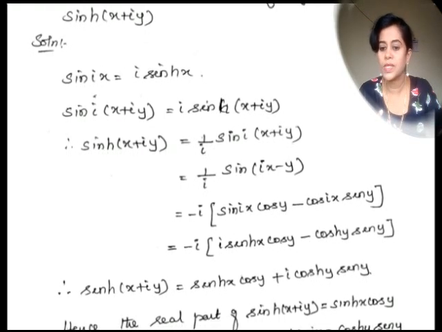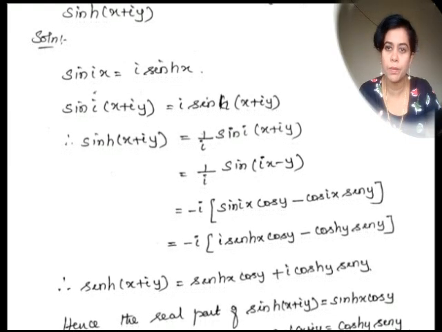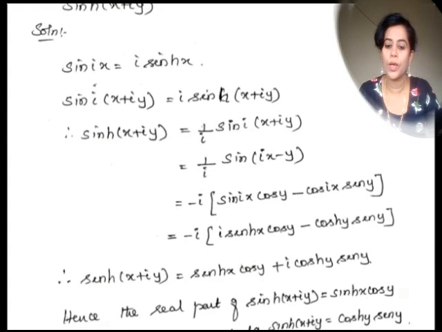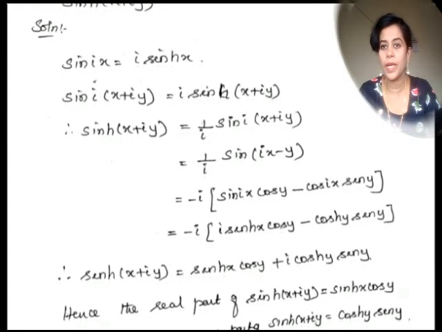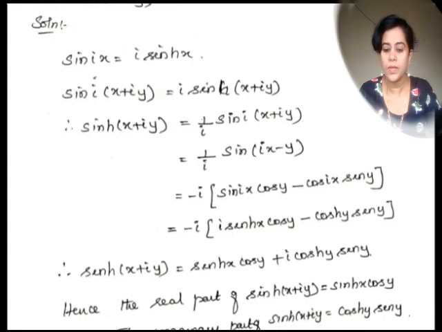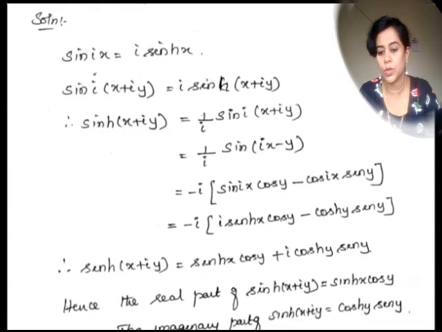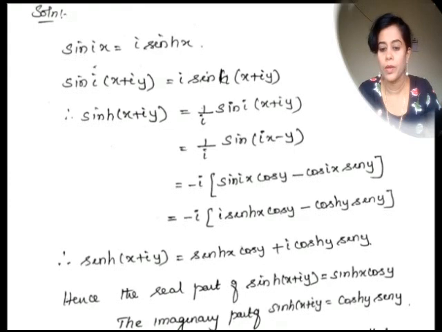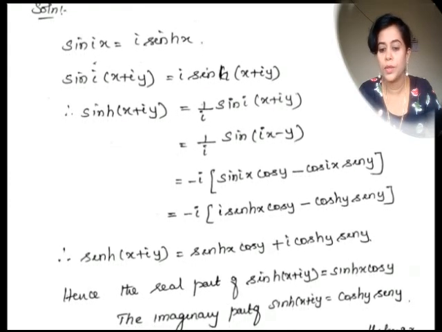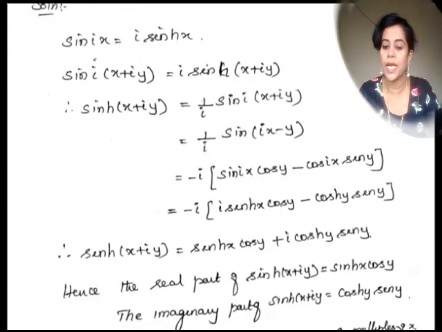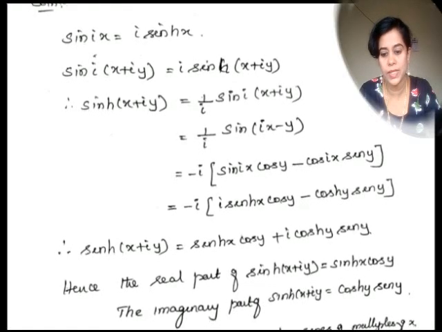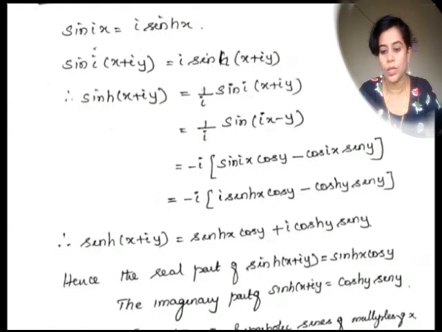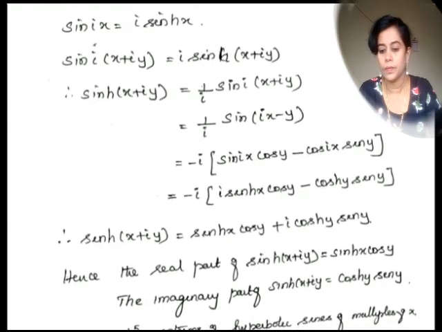Now it is of the form sin(A minus B). We know that sin(A minus B) is sin A cos B minus cos A sin B. According to that, 1 by i we write as minus i. Minus i into sin ix cos y minus cos ix into sin y. So this is equal to minus i into i sinh x cos y minus, because sin ix is i sinh x and cos ix is cosh x, cos hy into sin y.